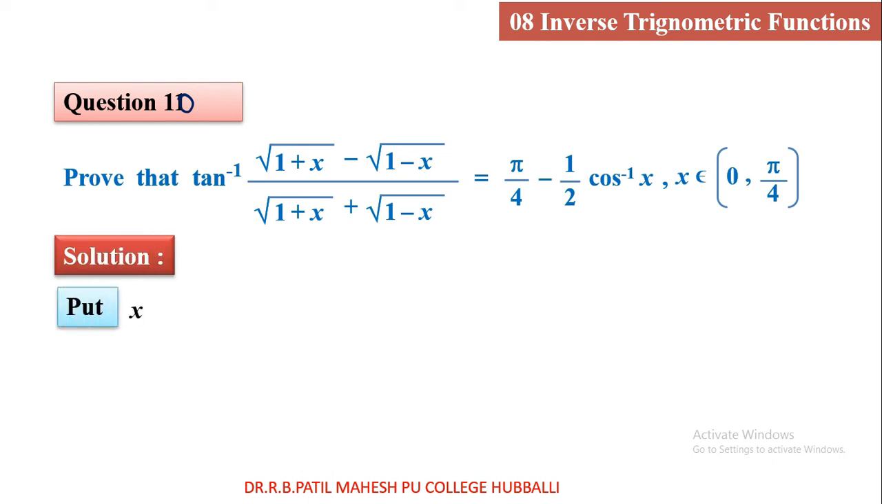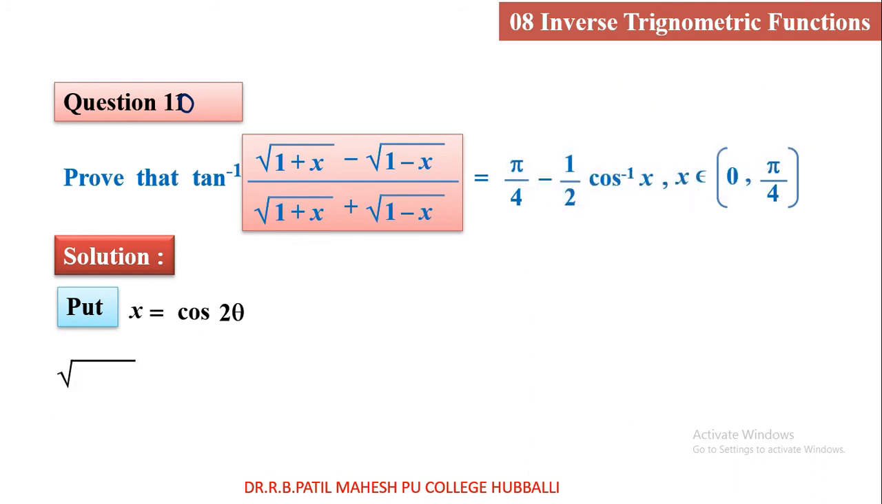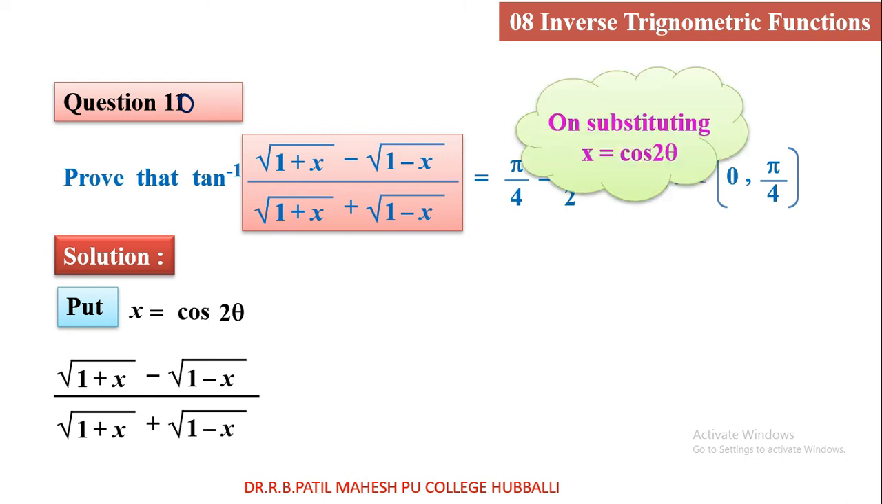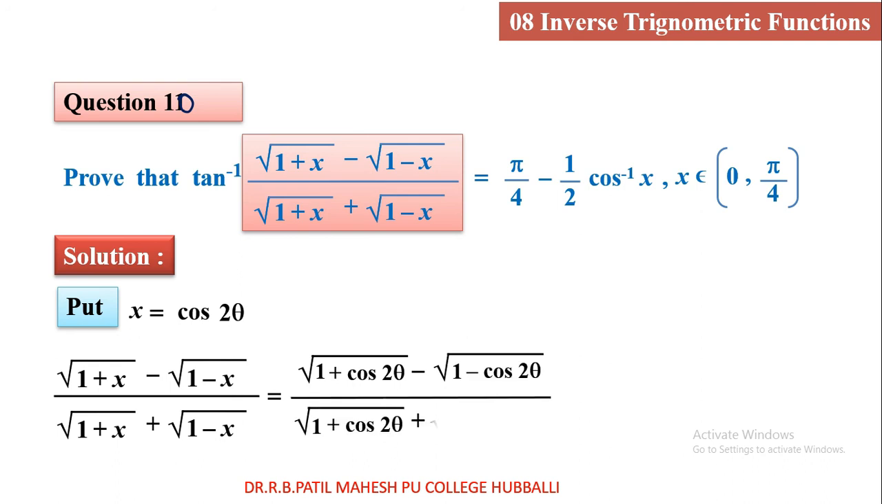Put x equal to cos 2 theta in the highlighted expression. Consider the expression root of 1 plus x minus root of 1 minus x upon root of 1 plus x plus root of 1 minus x. On substituting x equal to cos 2 theta in this expression, we get root of 1 plus cos 2 theta minus root of 1 minus cos 2 theta upon, in place of x, I am just writing cos 2 theta. Hope you followed, writing x value as cos 2 theta.